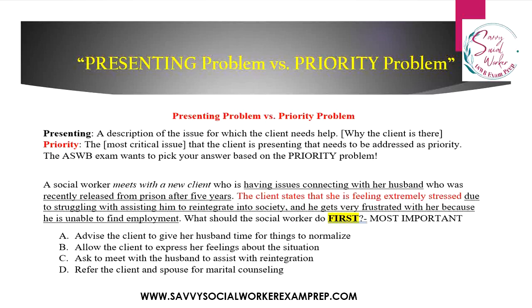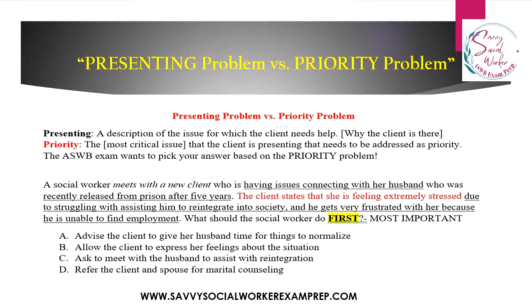So you have to first know whether or not you are identifying the correct problem in order to pick the correct answer. This is why a lot of people get confused, or they can't understand why they're missing the questions that they feel like they got right. Sometimes you can get them right: if you pick the most important thing for the fact that she's having issues connecting with her husband, then yes, you are right. But if that's not the priority problem, then that's why you get the answer wrong.